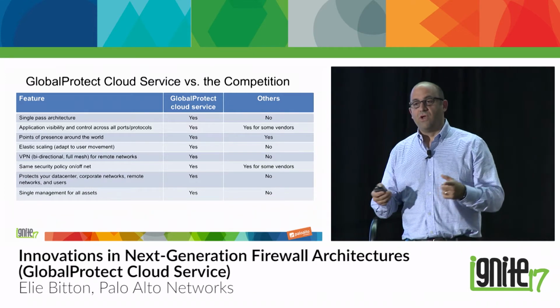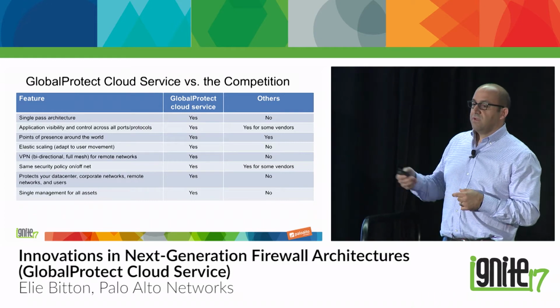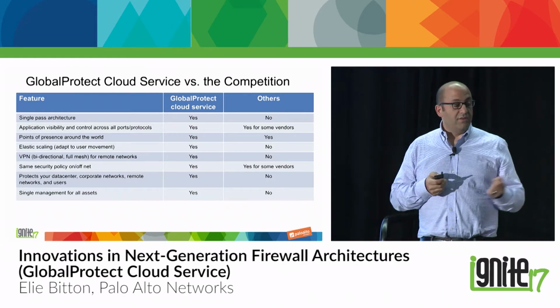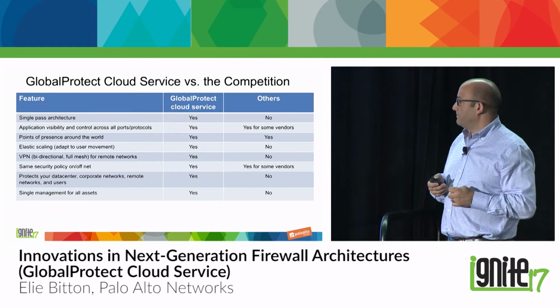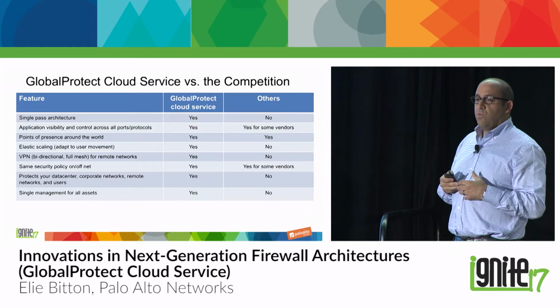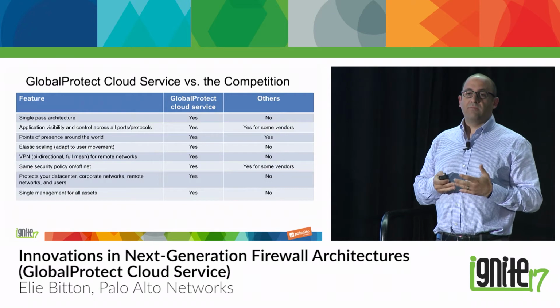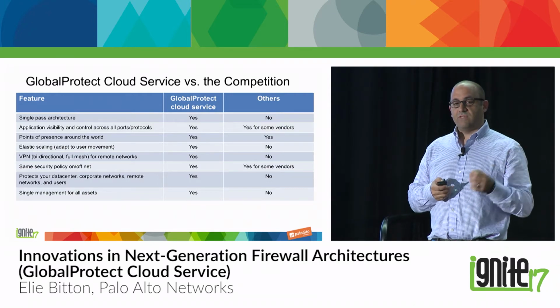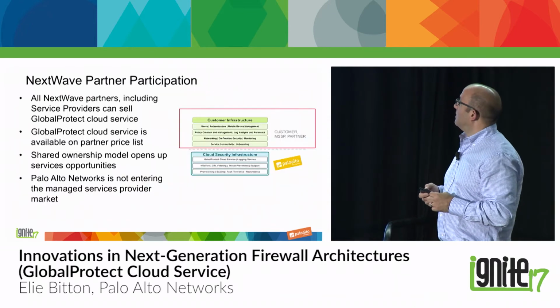So we can secure all the locations, whether it's for private cloud or perimeter or, in this case, the GlobalProtect cloud service. And we have one single pane of glass to manage all of it, which would be Panorama, of course. So from Panorama, the same policy pushing to all those assets is unique.